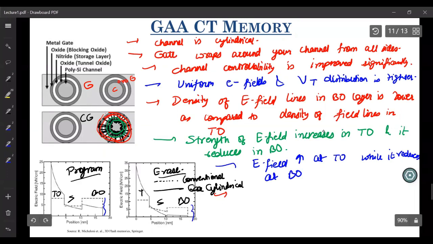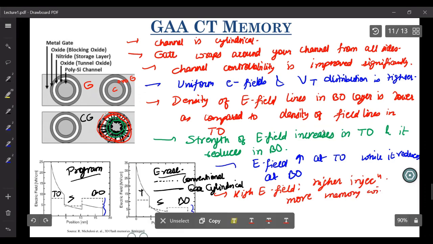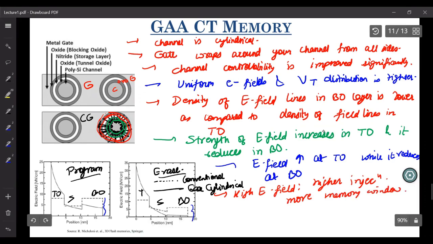In program, higher electric field means higher injection of electrons, and higher injection means more memory window. In erase, high electric field in tunneling oxide means higher injection of holes. Once these holes are injected, it will make the erase process fast.